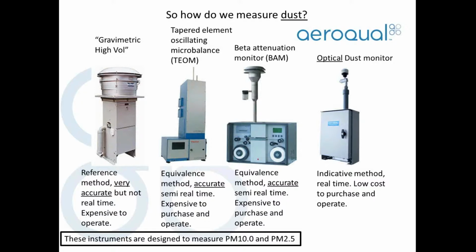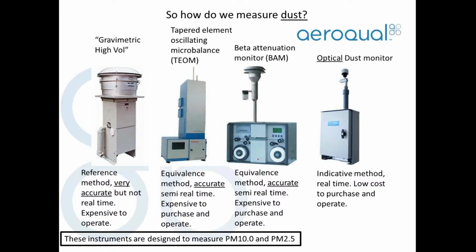The equivalence methods offer us some advantage over and above the reference method. Some of the key advantages of the equivalence methods is that they are semi-real time, which means that the sampling period can become as low as 15 minutes or a quarter of an hour. And this allows us to see over the course of a single day how the dust emissions, or the PM10 and 2.5 emissions, are changing with time.